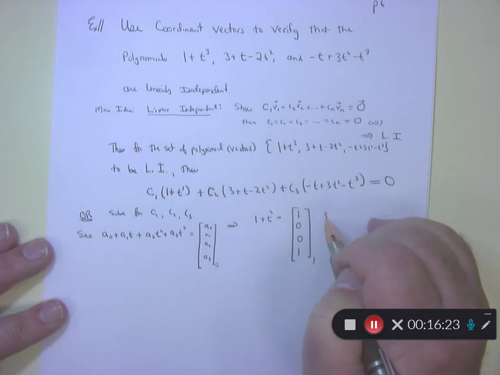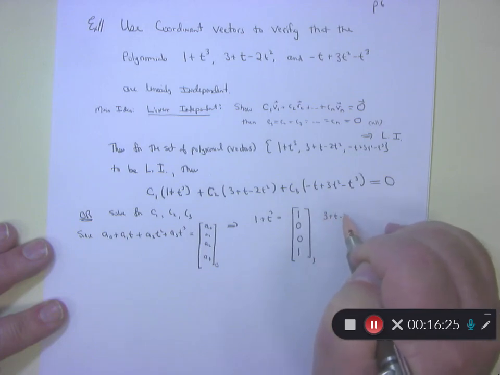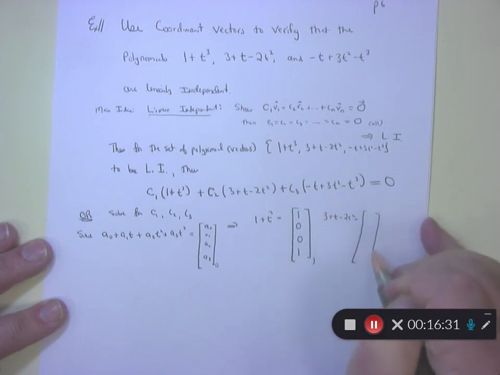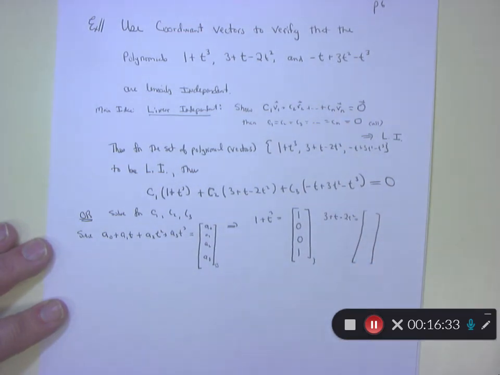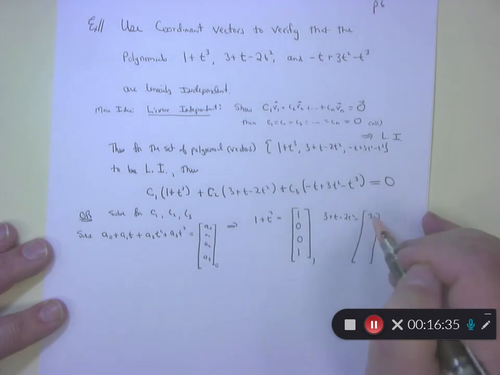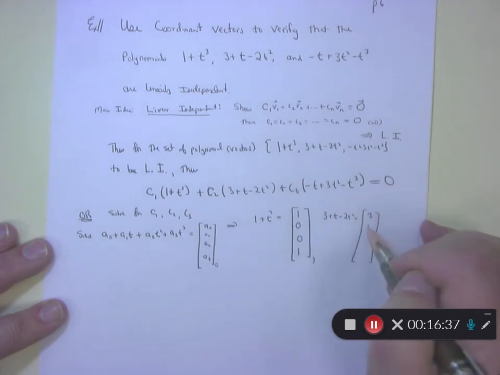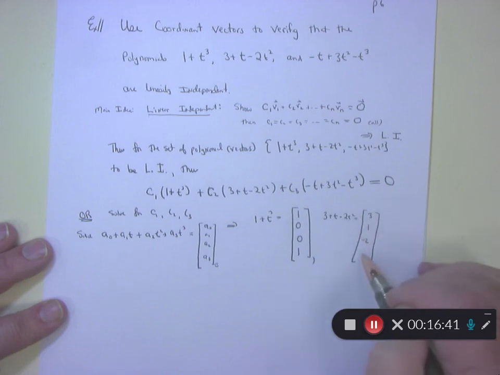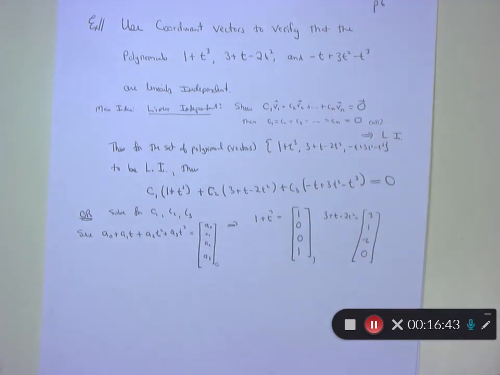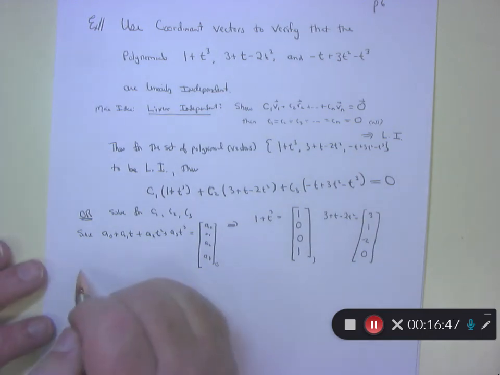What would 3 plus t minus 2t squared be as a coordinate vector? Well, there's a constant 3. There's a coefficient in front of the t, which is a 1. There's a coefficient in front of the t squared, which is a negative 2. There is no t cubed, so that would be 0. Does that make sense?